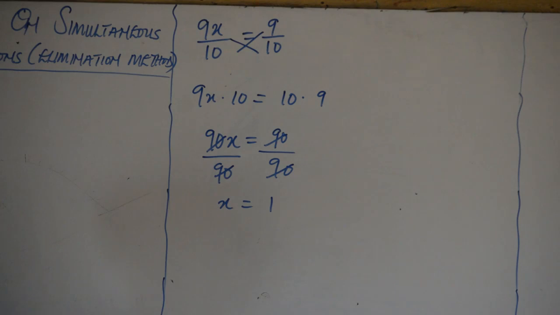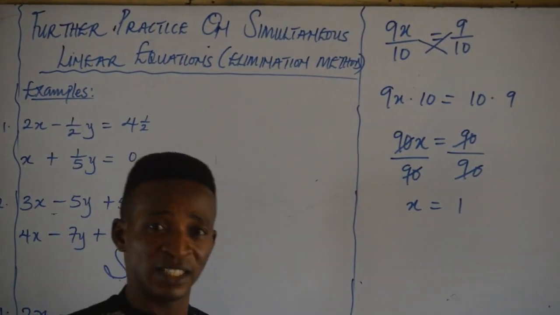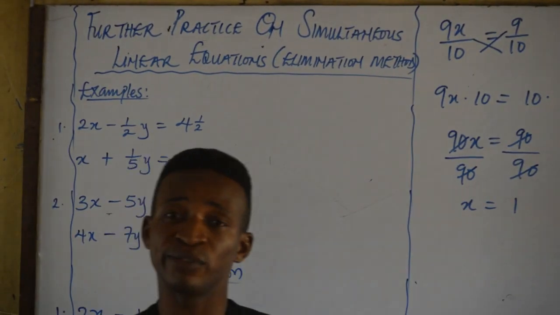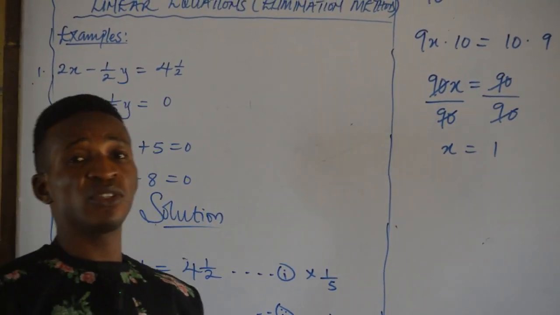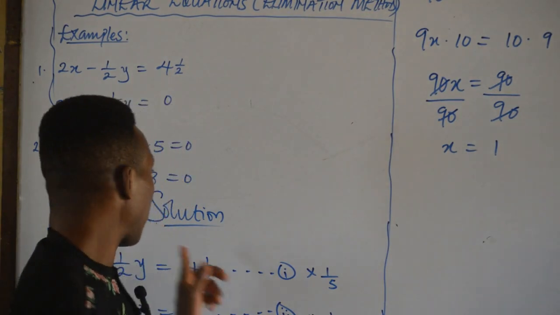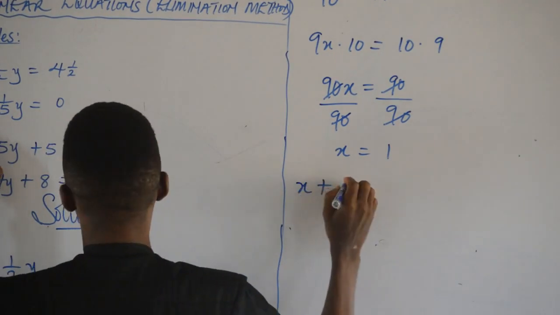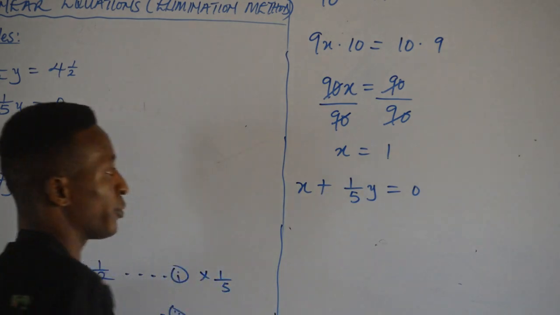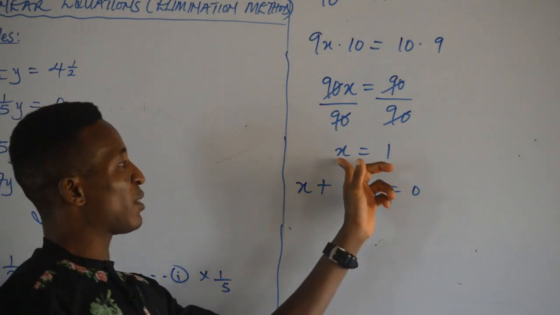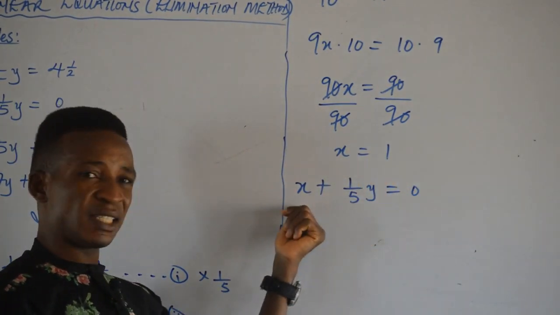Now since we've gotten our x as 1, we can now substitute the value into either equation 1 or equation 2. In our last class, I think I was making use of equation 1 often. So today I'm going to make use of equation 2. So like I told us, you can either use equation 1 or 2 and your answer will still be correct. So using my equation 2 here now, I'm going to have x plus 1 over 5y equals to 0. Now, anywhere I'm seeing x, remember that we've gotten our x as 1. So I'm going to replace this x here by 1.